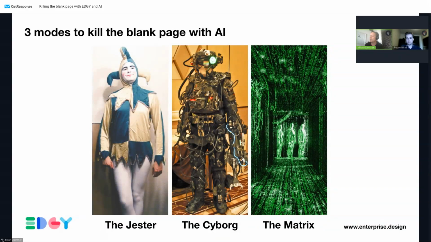The next mode is what we call the cyborg. So in that case, you really try to augment your brain and your human being with the AI's help. So you feed it a lot of information that you know is true and relevant, and you ask the right questions, and you try to really make it an extension of your brain. And the last one is what we call the matrix.